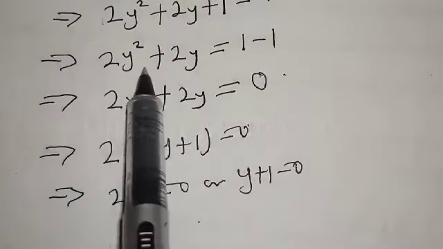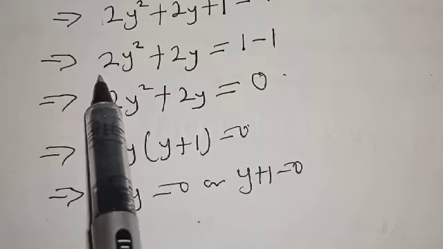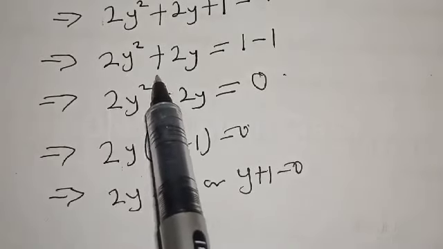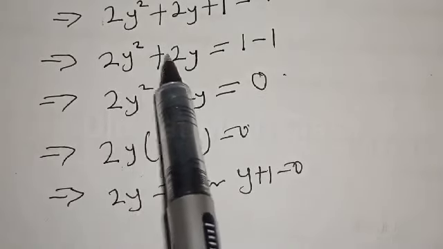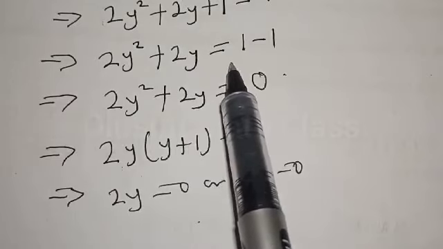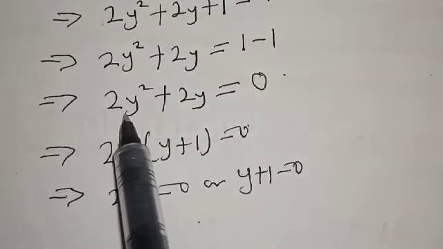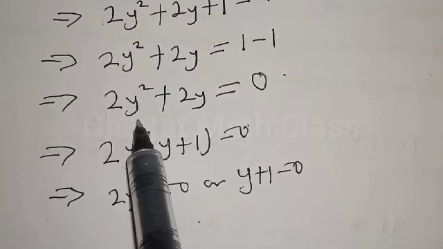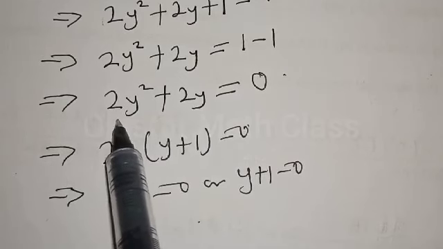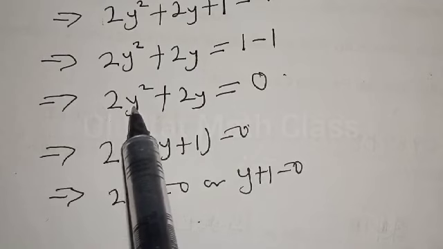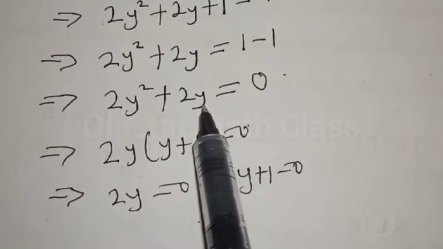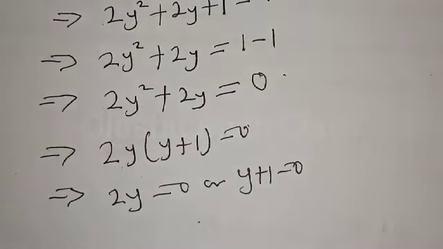From here as well, you may also divide both sides by 2. If you divide by 2, you have y squared plus y equal to 0.